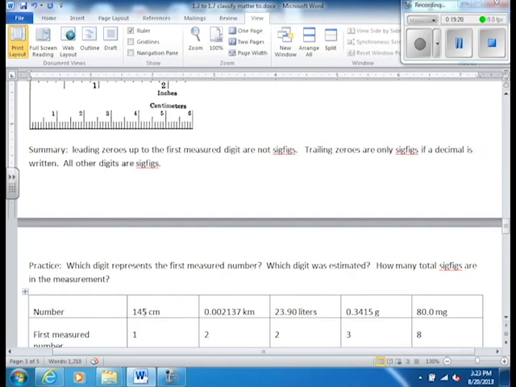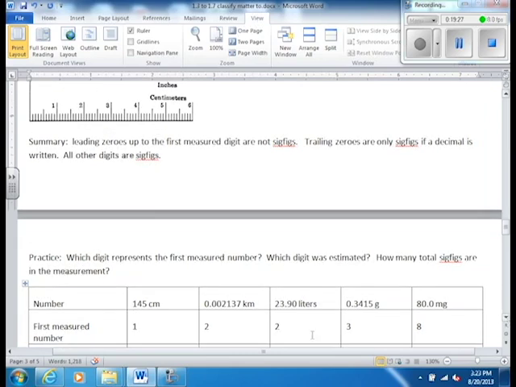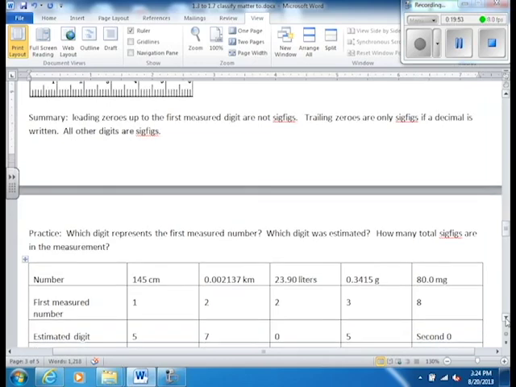So here's our measurement, 145 centimeters. Here my first measured number is the 1. And over here, my first measured number is that 2. These leading zeros, they're not significant. Those leading zeros are just showing you how small that is. So the first measured number is a 2 here. Here, we don't have any leading zeros, so that 2 is measured. This 3 is measured, and that 8 is measured. So I'm just writing down the first measured number in here. And in the next row, we're going to have the estimated digit.